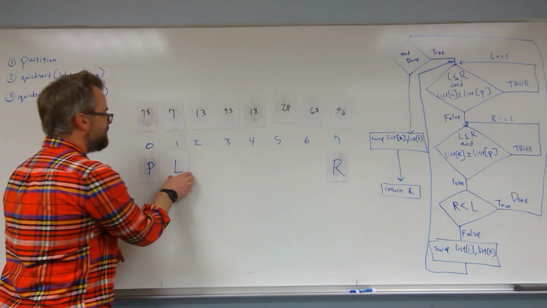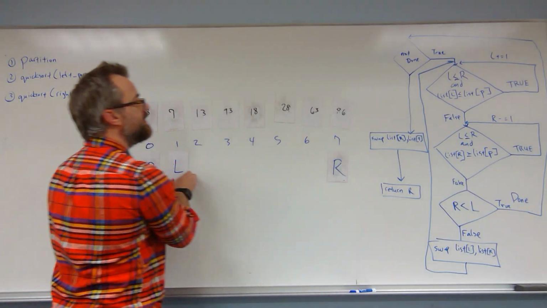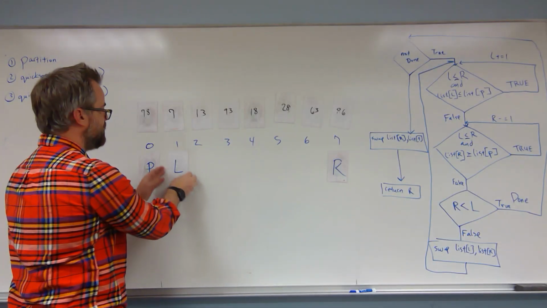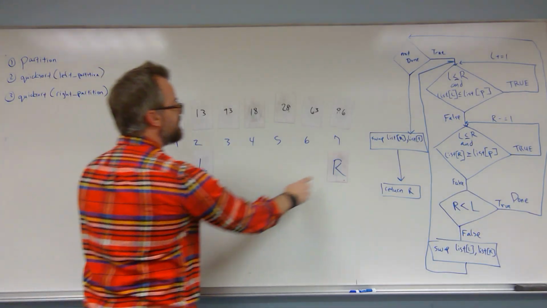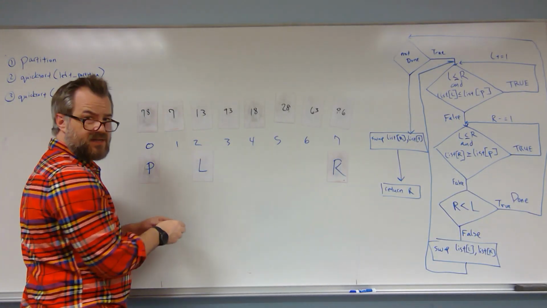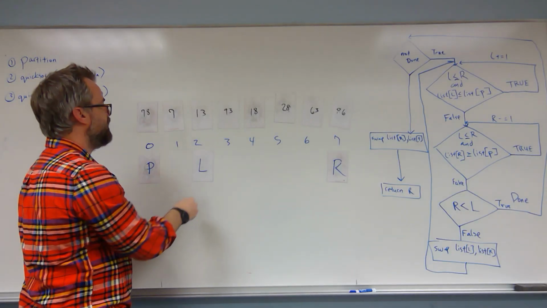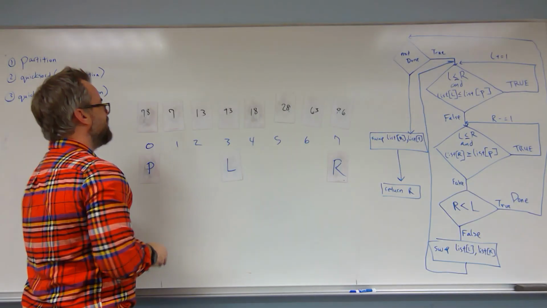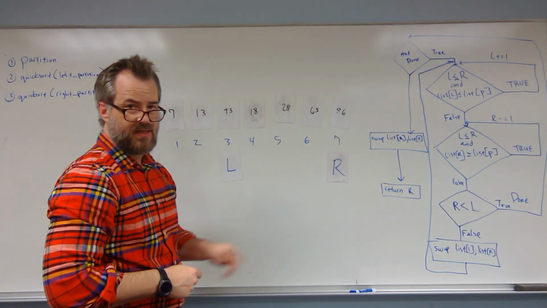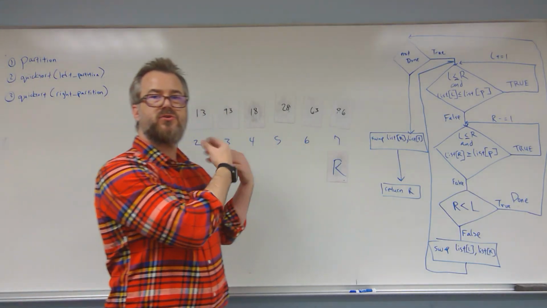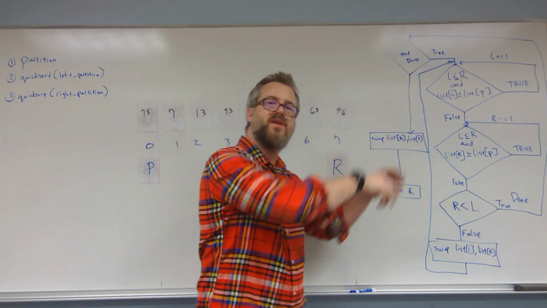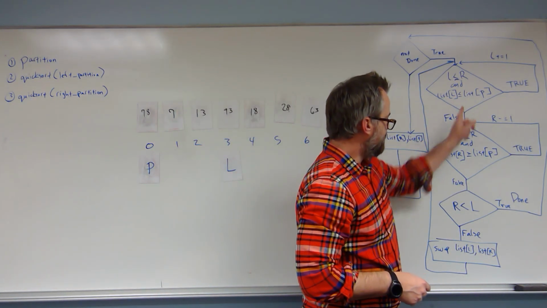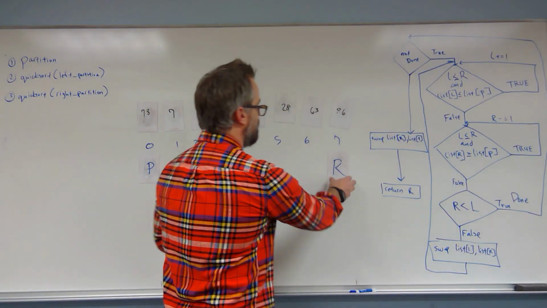Is L less than R? It is. And are the contents of L less than the contents of P? They are, so we move up. Is L less than R? It is. Are the contents of L less than or equal to the contents of P? They are. L is still less than R, but now the contents of L are larger than the contents of P. So we found something that's probably a little too left. We probably want to put it over there towards the right. So this condition is now false, and we go to check and start moving R.